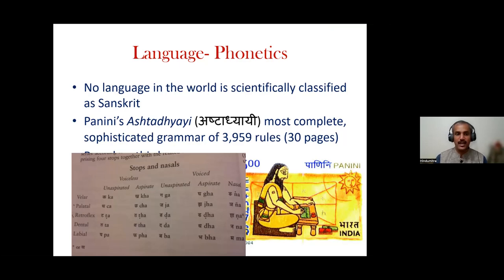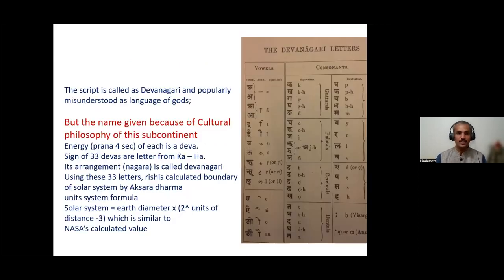And Panini's Ashtadhyayi is pivotal in creating what we use as Google Translate. We use Google Translate from one language to another, and that happens based on algorithms written based on Panini's Ashtadhyayi. And we call these letters Devanagari because the word Deva actually means prana, which is 4 seconds, a breath we take in 4 seconds.